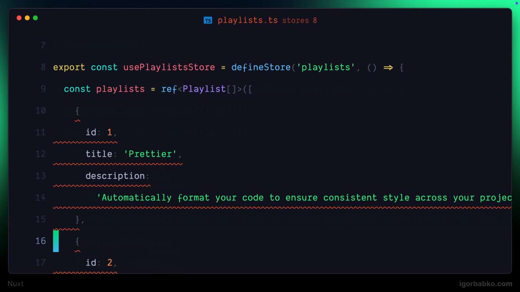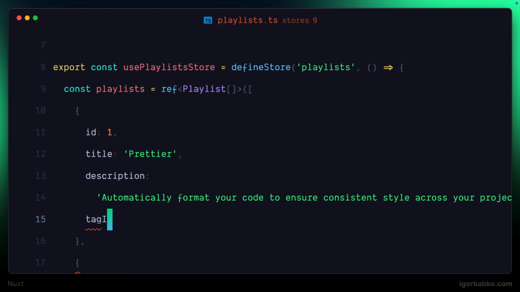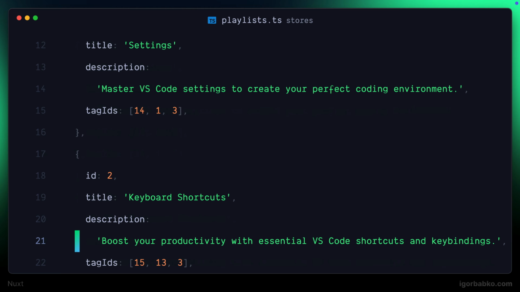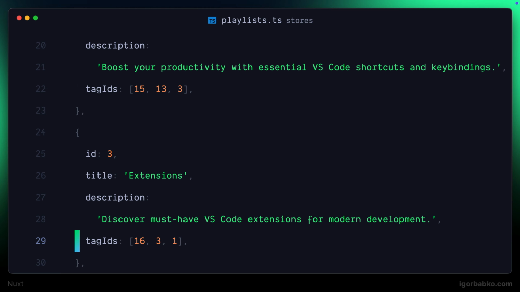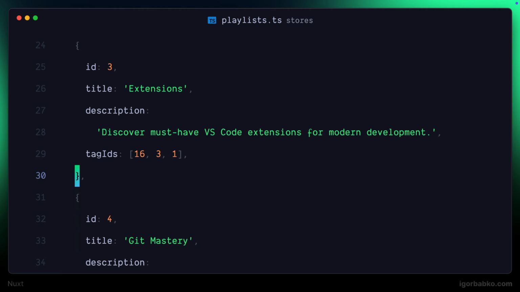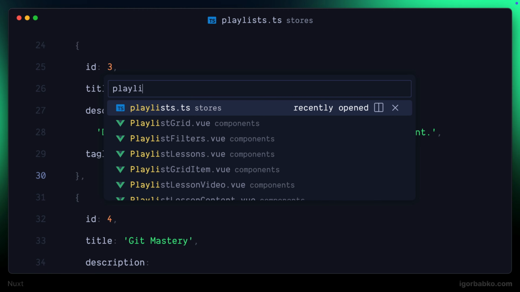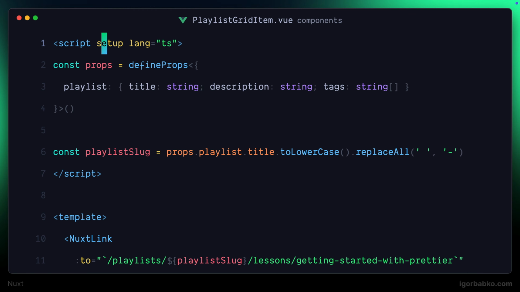So I'm going to quickly go over each playlist object in this array and add the tag IDs field with random identifiers of tags. And then let's open up the playlist grid item component, which represents the playlist card. And since we have previously changed the tags property to tag IDs, here we also have to do the same modification. This property is now an array of numbers.